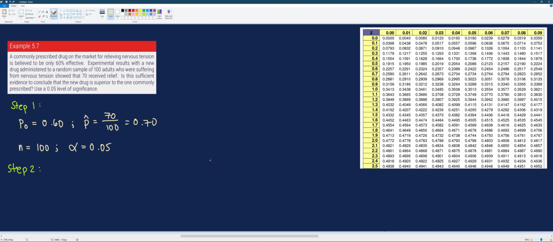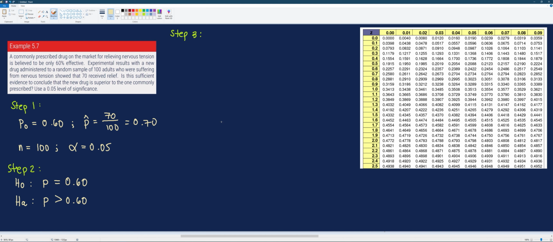Next, we formulate the hypothesis. Since we want to test if the new drug is superior to the one commonly prescribed, we want to test if the rate of effectiveness is greater than the current one, which is 60%. In other words, our HA is the population proportion is greater than 0.60, whereas our null hypothesis is the population proportion is equal to 0.60.